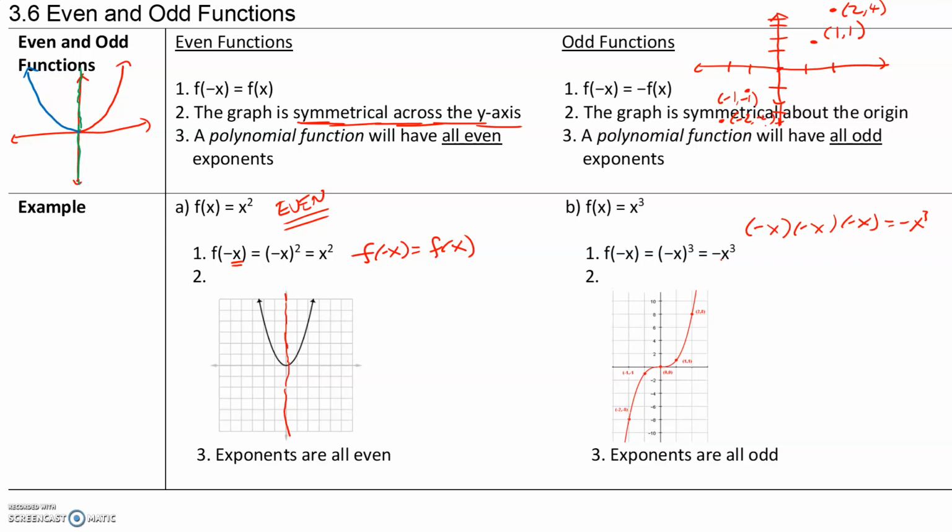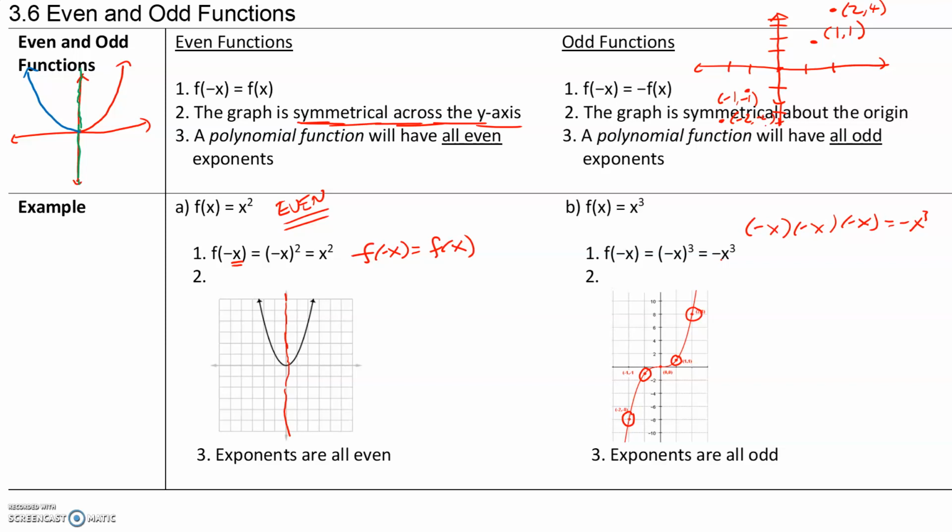Here's what it looks like graphically. This is symmetric about the origin, which means if you take this whole thing and imagine you're flipping it about the origin, it's going to look like this. In other words, this point is 1, 1, and we have a corresponding point negative 1, negative 1. This point is 2, 8. We have a corresponding point negative 2, negative 8. So you take any point, change both of the signs, and that point with the changed sign should also be on the graph. That means the graph is symmetric about the origin.